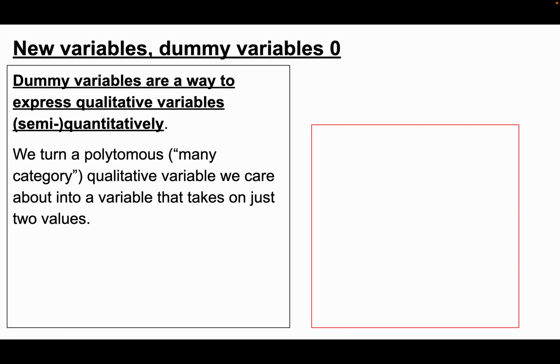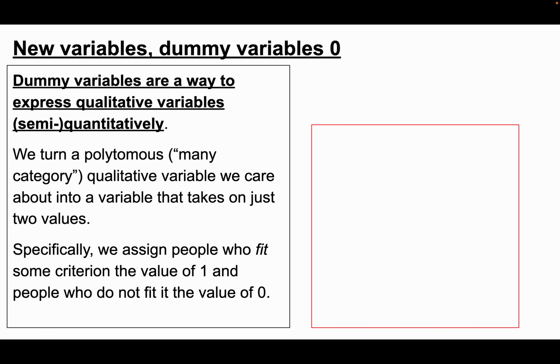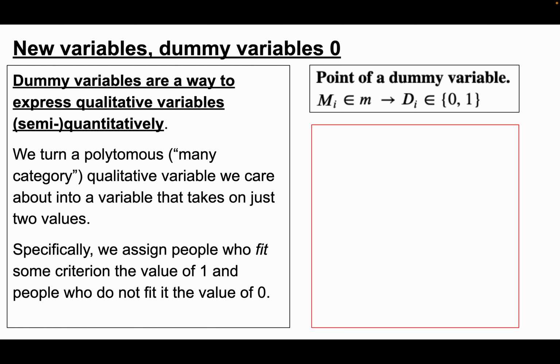So what we do is we turn a polytomous, which is a term that's very helpful, even though it's a little jargony, it simply means many category qualitative variable that we care about, into a variable that takes on just two values. Specifically, what we do is we assign people who fit some criteria the value of 1 and people who do not fit it the value of 0. So this is the point of a dummy variable. We take some variable m that takes on many possible values, say religion, and those values are in this general set, little m, and little m isn't bounded. And we turn it into a dummy variable on which individuals take values only 0 and 1.